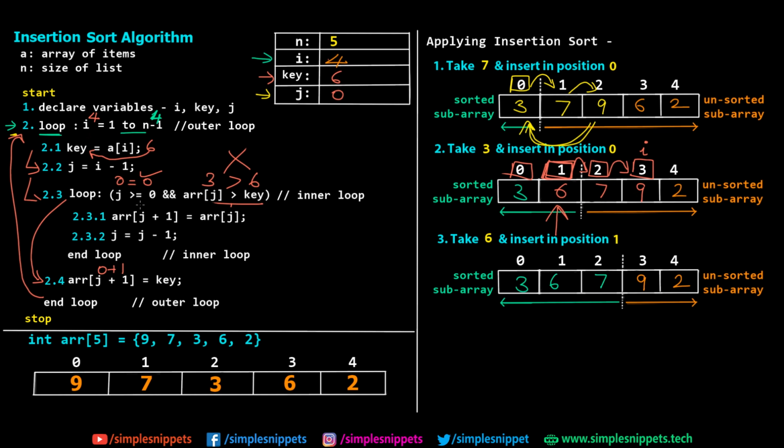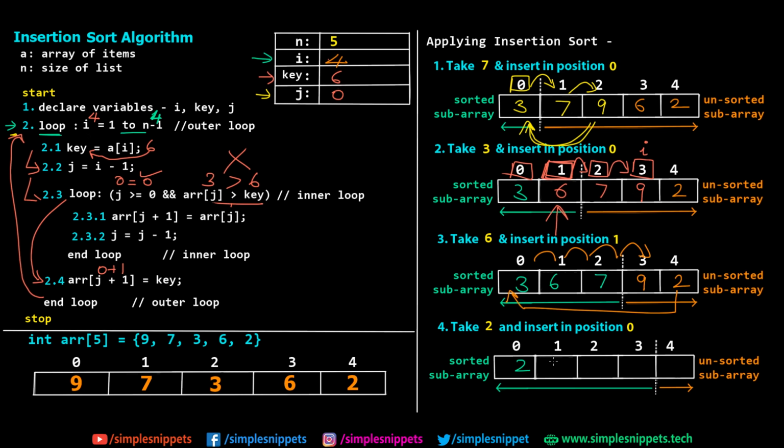I'll leave this step for you guys. You can take a pen and paper and try to dry run it yourself. Ultimately, this 2 will come over here and 3, 6, 7, 9 will be shifted one position ahead. So the end result will look something like 2, 3, 6, 7, 9. At step number 4, the last step, we take 2 and insert it at position 0, and the rest of the elements are shifted one place ahead to the right. So just go ahead and dry run it. I'm pretty sure you'll get the hang of it, and I hope you've understood how the insertion sort algorithm works.